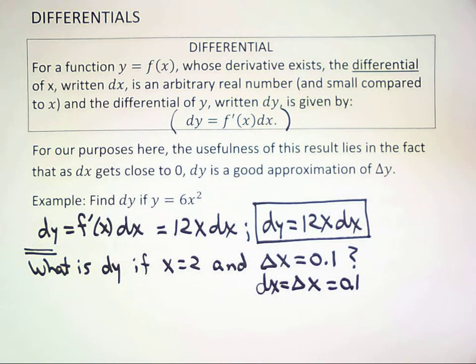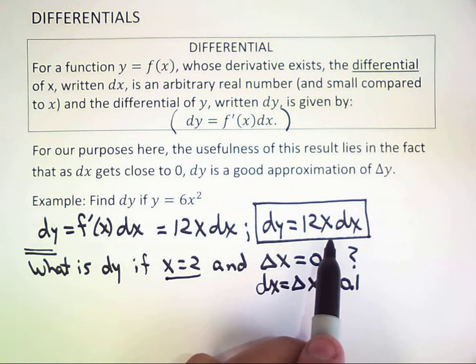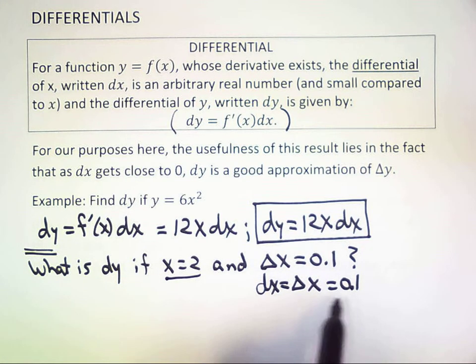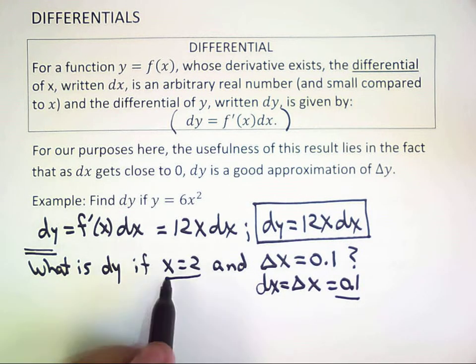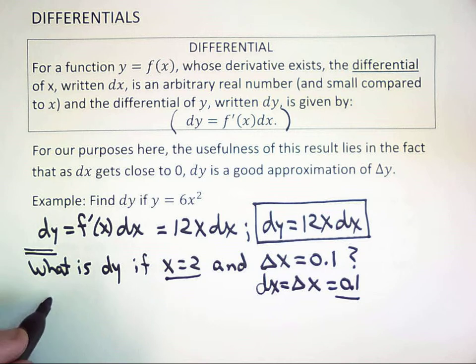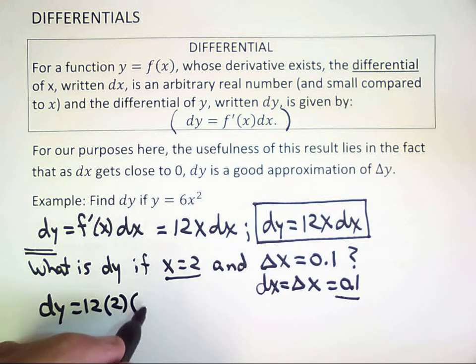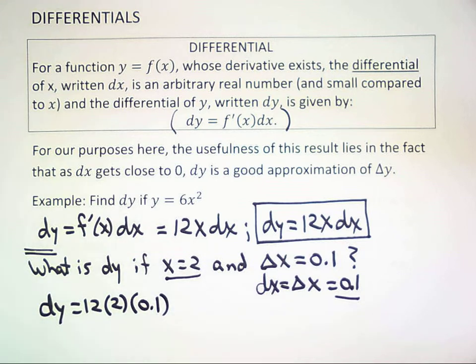So that's the first thing I'd say. And otherwise, you just plug the values in. So I take 2 and put it in for x in the formula for dy, and I take 0.1 and put it in for dx. So if x is 2 and delta x is 0.1, then dy is 12 times 2 times 0.1. Now I can do this probably just in my head. 12 times 2 is 24, and 0.1 times 24 is 2.4. And if you don't believe me, you can take out your calculator and double check me.